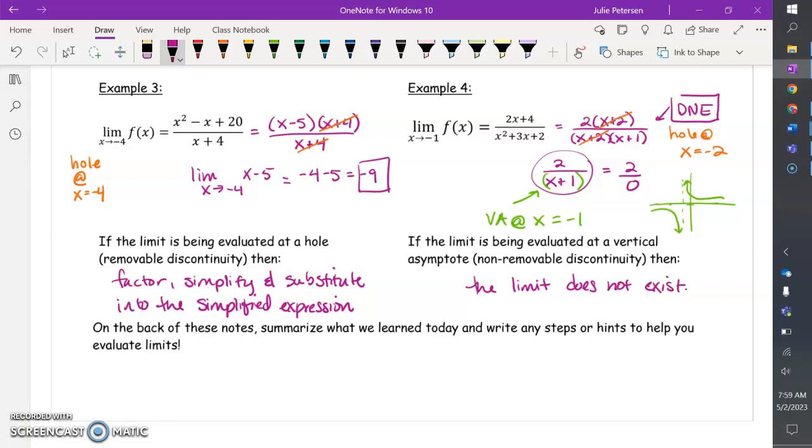Okay, so have these notes with you. Keep them handy for the quizzes and the Delta Math classwork.